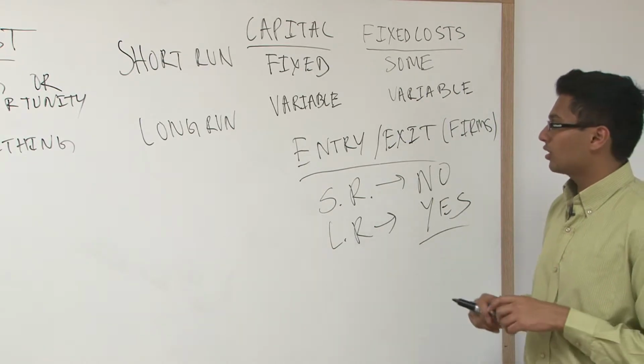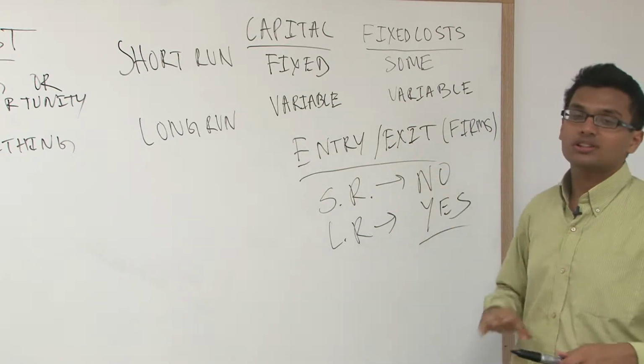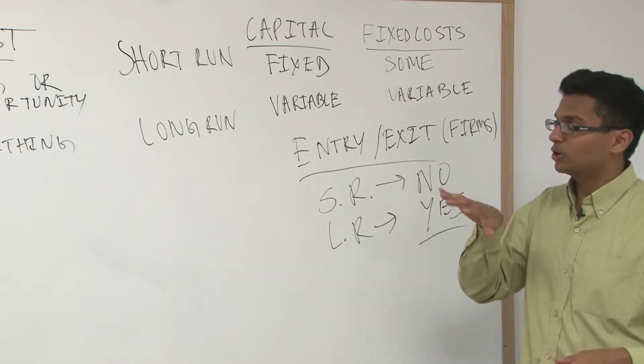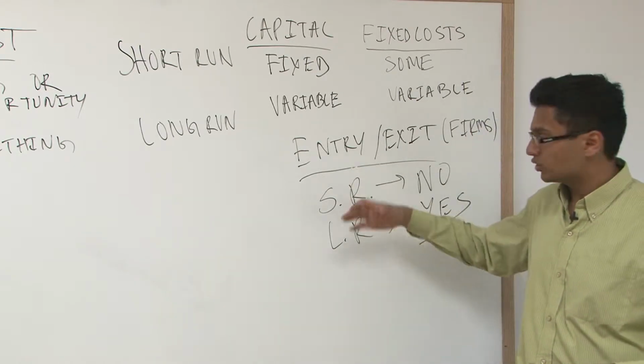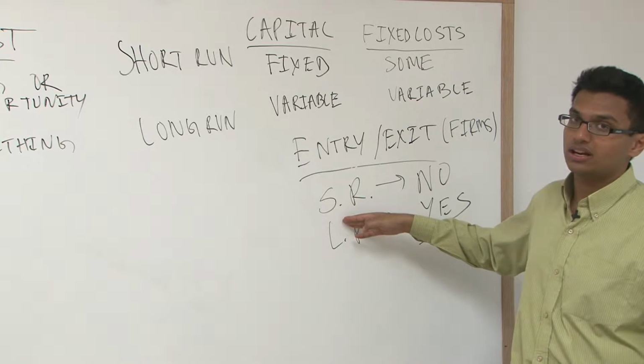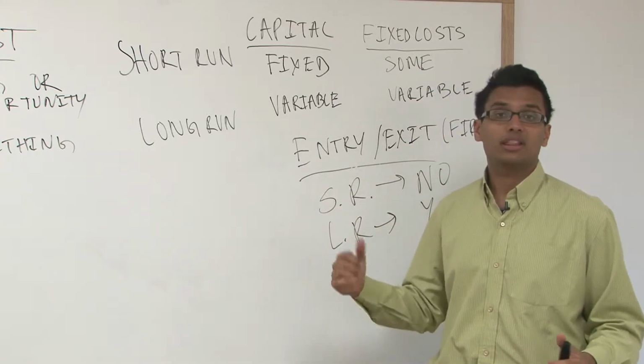So, short run and long run, there's a couple differences. We said variable cost, fixed cost; in the long run, it's always variable. Inputs are all variable. In the short run, there's some fixed, some variable. Entry and exit of firms: in the short run we said there is no exit and entry. In the long run we said yes, there are firms coming in and out of that market, okay?